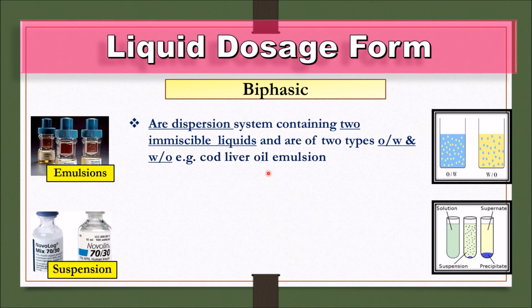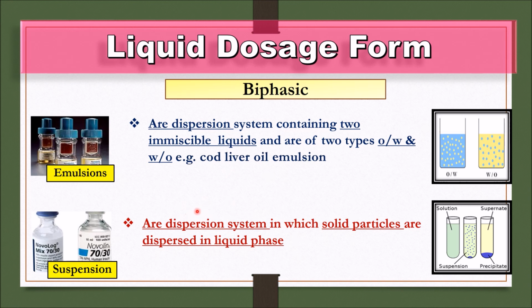Now we have suspensions. What are suspensions? These are also dispersion systems that contain solid particles and a liquid phase. We have seen that emulsion contains two immiscible liquid phases, but suspension contains immiscible solid and liquid phases. That is the difference between emulsion and suspension. An example of suspension is most of the injections available in pharmacy, which are made in the form of suspension. If you keep a suspension bottle for a longer period of time, a precipitate starts forming at the bottom of the container. So you need to shake it well before using.